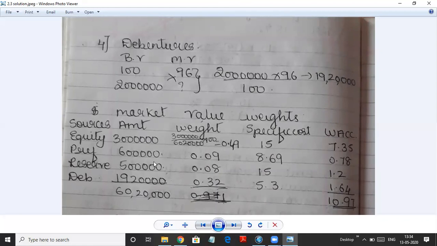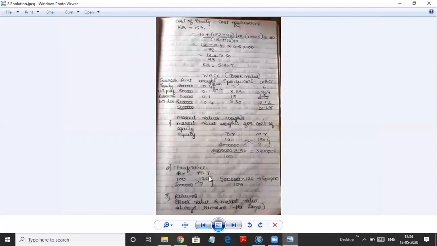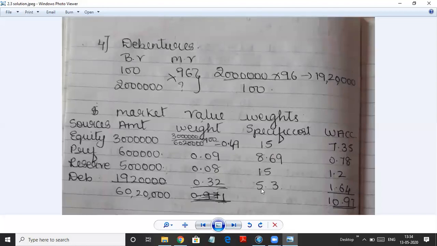So now you do 30 lakh divided by 60 lakh 20,000, you get the weightage 0.49. 6 lakh divided by 60 lakh 20,000, 0.09, and so on. If you take more than 2 decimals, the answer will differ a little. These are the costs that we found out. We are taking them the same because for market value and book value, the cost won't differ. So these costs only: 15, 8.69, 15 and 5.3.